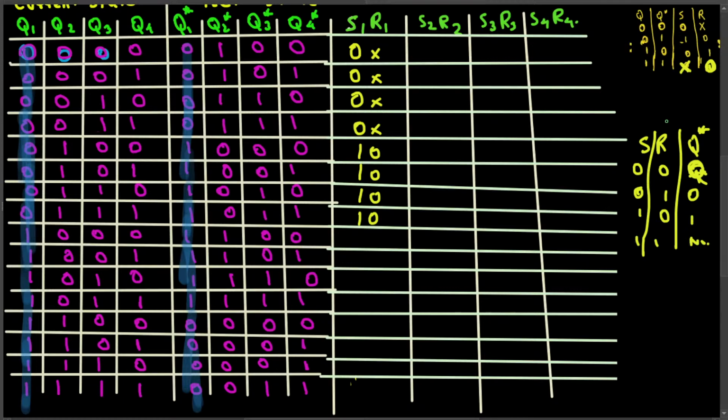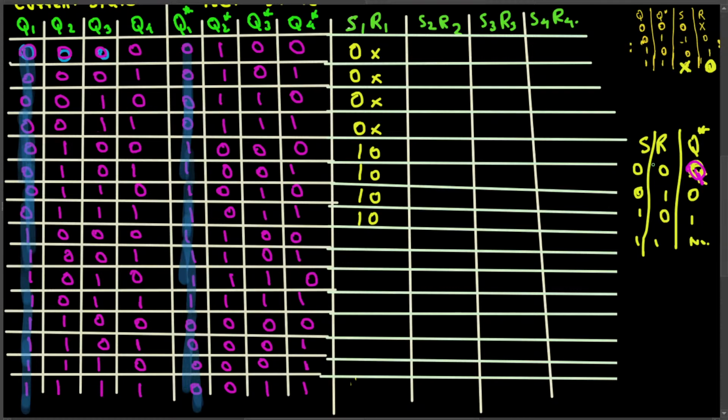Now let's analyze the case that we get 1 for the Q star. Q star is 1 possible in which states? It has to be 1 0, or it has to be 1 1. In either of these cases, R doesn't matter, because if it's 1 1, R is going to be 1. If it's 1 0, R is going to be 0. So R doesn't matter.